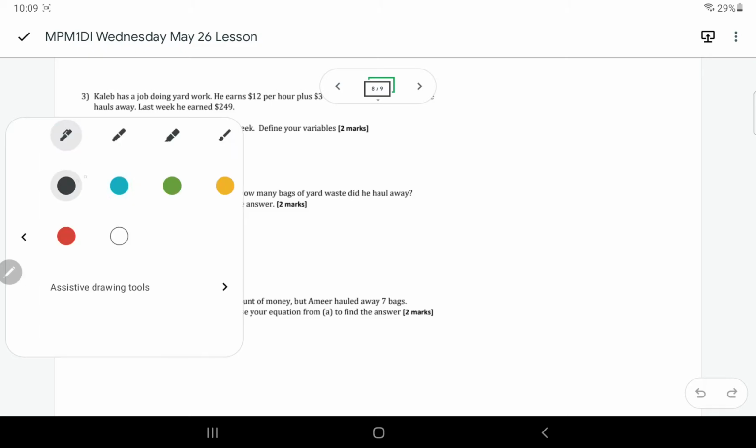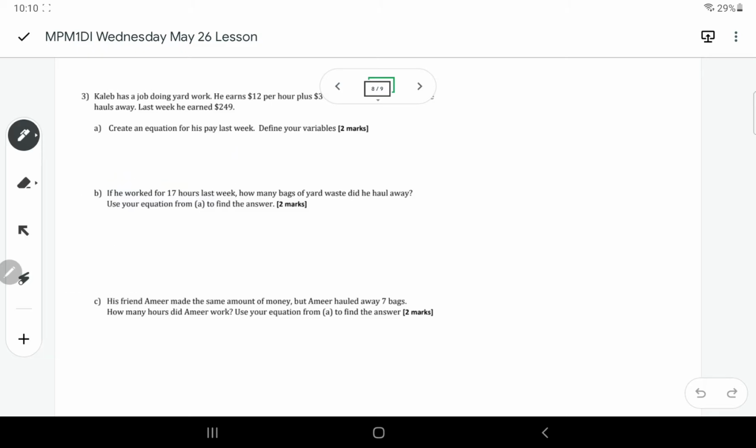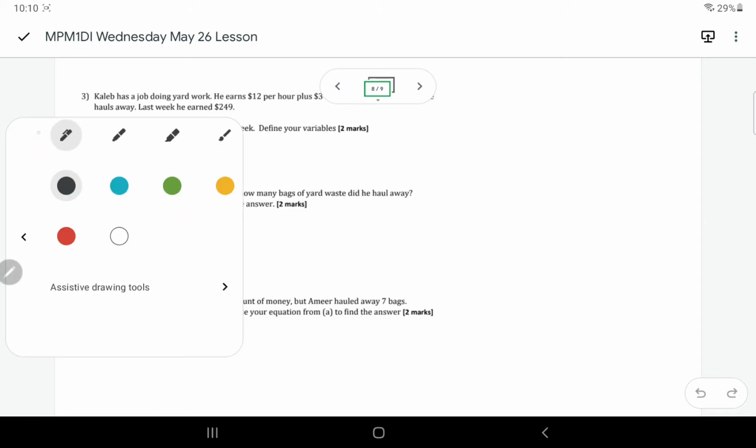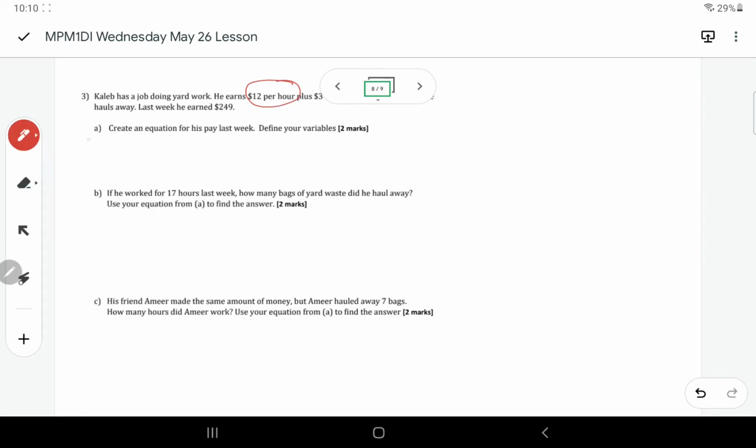The next one is about Caleb doing yard work. So this says he earns $12 per hour plus $3 for every bag of yard waste that he hauls away. And last week he earned $249. So I'm going to make an equation and tell what my variables will be. So the 2 things that could change are the hours that he works, H, and B is like the bags of yard waste.